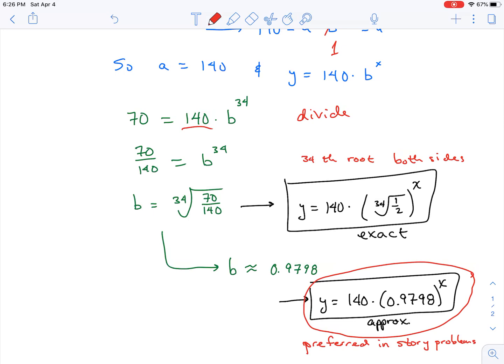Now from here, you would use your model, whether it's exact or approximate, to evaluate and solve. And examples of evaluating and solving are given in other videos, which I will link at the end.